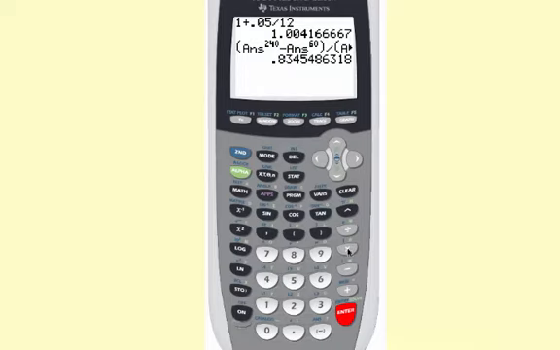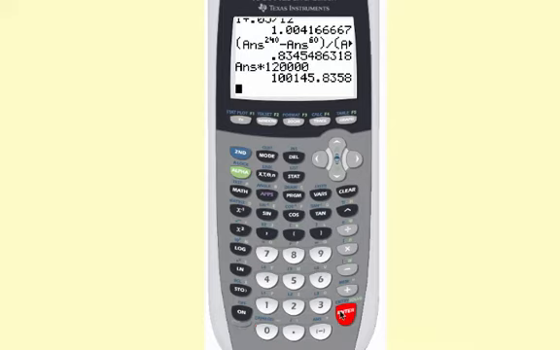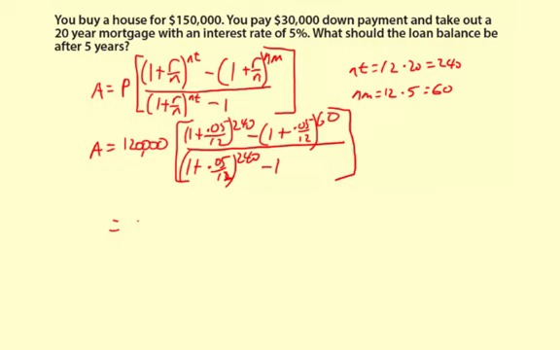So all I need to do is multiply that by 120,000. So that's 100,145. We'll just round it to 100,100. Okay, and that is the loan balance after 5 years.